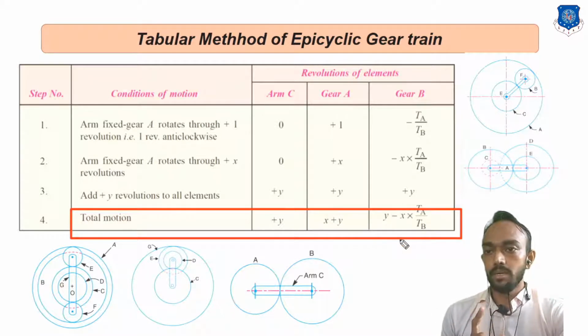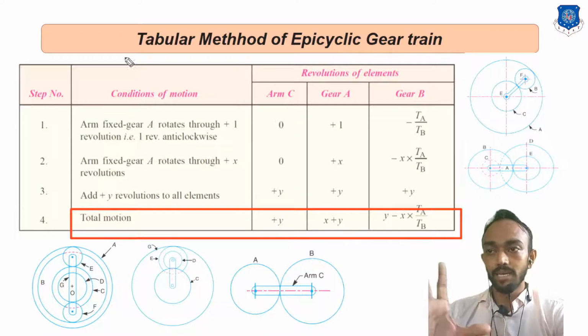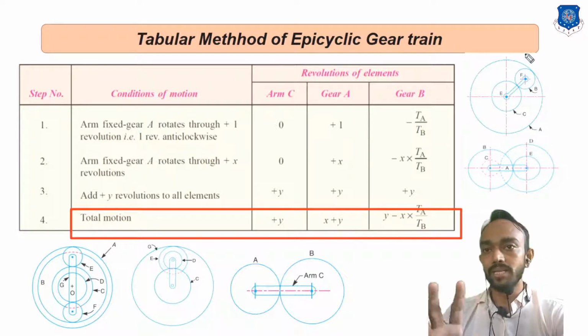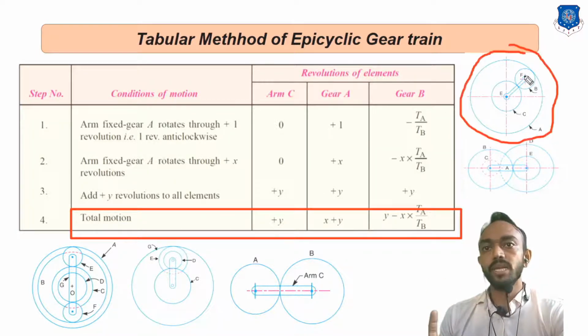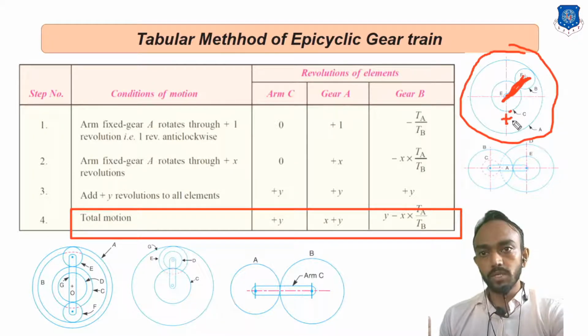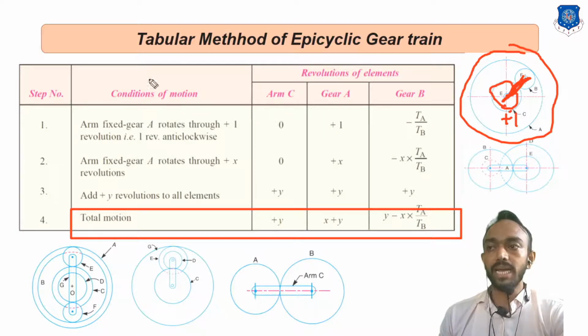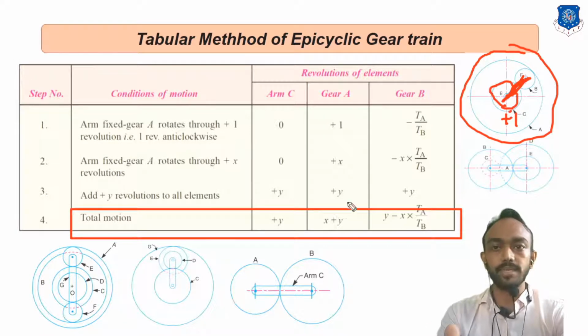I am repeating this. This table is an assumption, meaning I am taking this system, fixing this arm, and giving 1+1 revolution to this center gear. This is my assumption, and on this assumption I make this table.